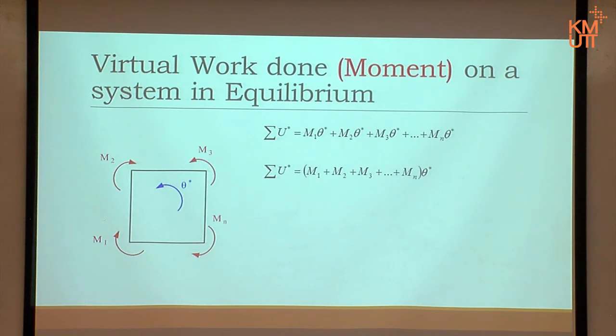Now notice that inside the bracket here is actually M1 plus M2 plus M3 until Mn, meaning it is a summation of all moments on that body, correct? Which we usually use the symbol sigma M.